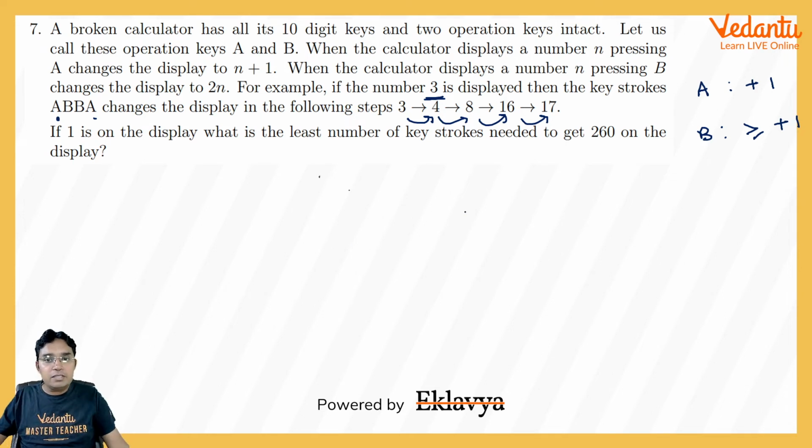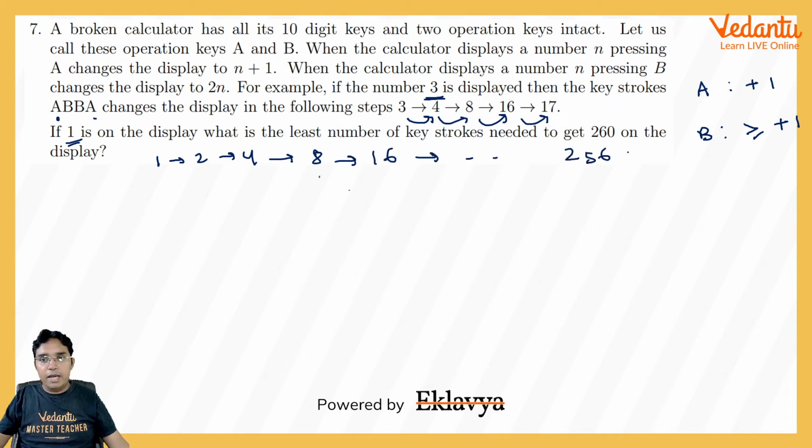So if I want the least keystrokes, I need to press B as much as possible and A as little as possible. Okay, but as you can see, if I keep on pressing B only, I cannot get 260 from 1, because every time I press B, it will become double. So 1 will become 2, 2 will become 4, and so on. And in this series 4, 8, 16 and so on, we will get 256, but we cannot get 260. So only having B is not possible.